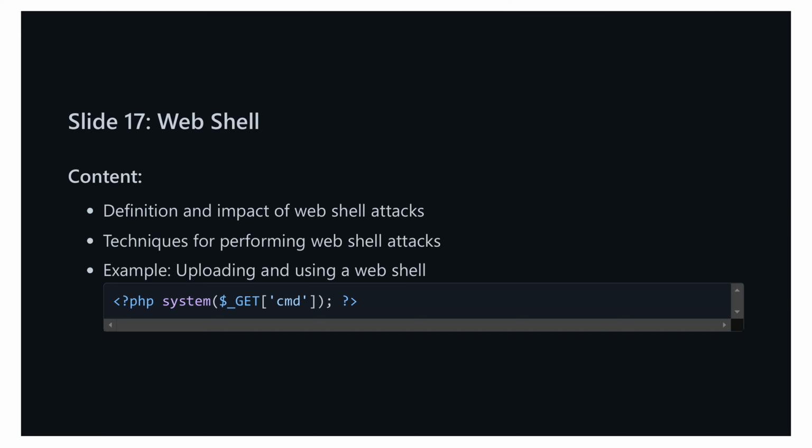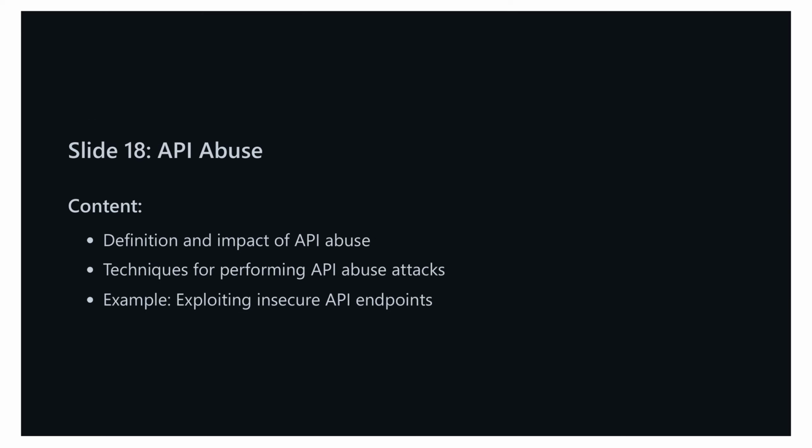In slide 17, we discussed web shell attacks, covering their definition, the techniques involved, and presented an example where a PHP web shell was uploaded and used to execute commands on a server. Now, moving on to slide 18, we will delve into API abuse. Let's start with the definition. API abuse refers to the exploitation of APIs, application programming interfaces, in unintended or malicious ways, leading to various security vulnerabilities and potentially severe impacts.